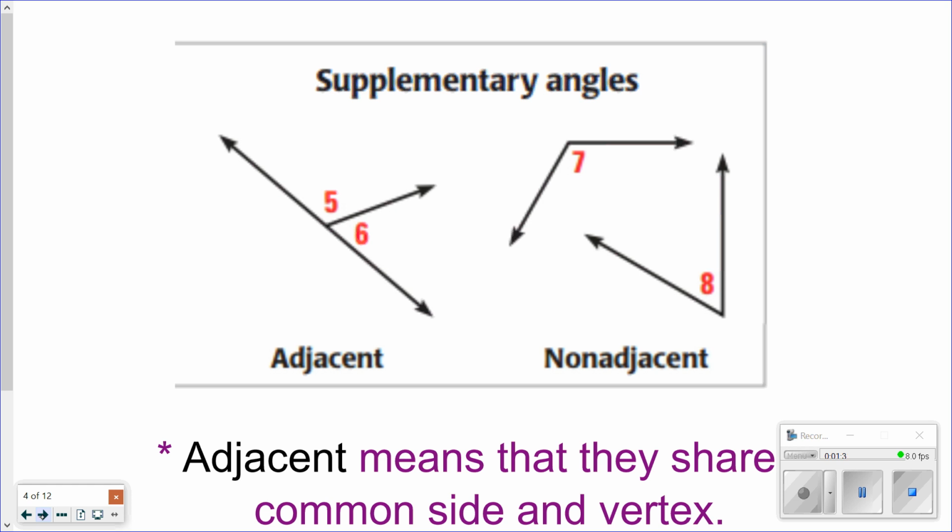Same thing with supplementary angles. Angles 5 and 6 create a line when you combine them together, meaning that they equal 180 degrees, so they are supplementary. They are also adjacent, angles 5 and 6, because they are touching each other. 7 and 8, though, are not touching, so they are not adjacent.